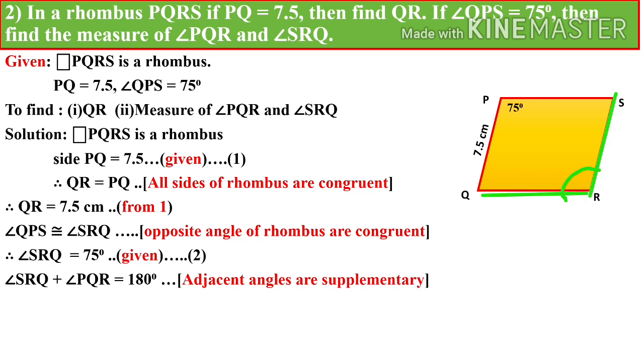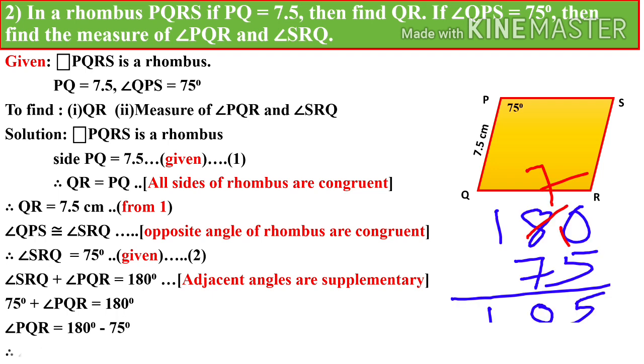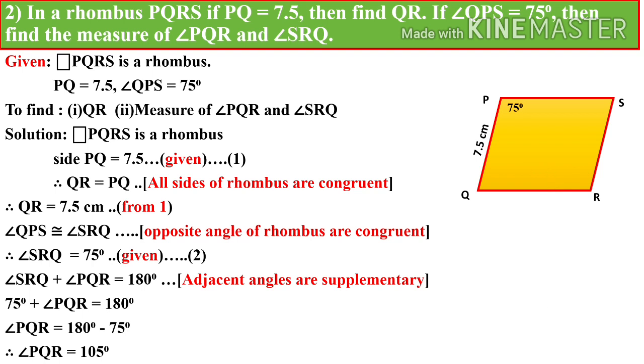Now angle SRQ plus angle PQR equal to 180 degrees. Adjacent angles are supplementary, means 180 degrees. Substitute the value of angle SRQ, 75 degrees, plus angle PQR equal to 180 degrees. So here we get angle PQR equal to 180 degrees minus 75 degrees. Angle PQR is 105 degrees. In this way we have got the value of QR is 7.5 centimeter, angle SRQ is 75 degrees and angle PQR is 105 degrees.